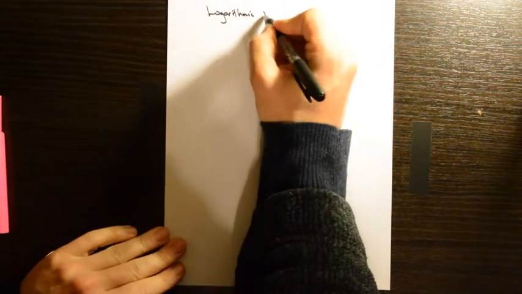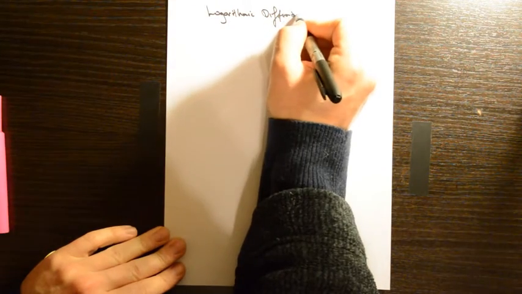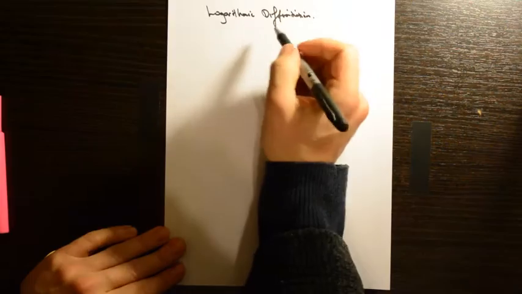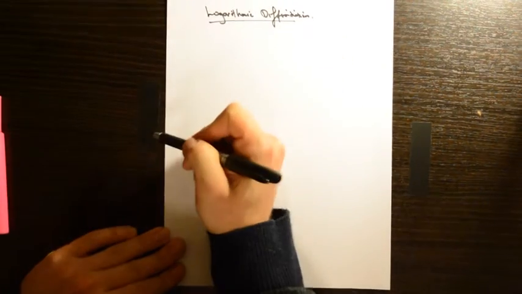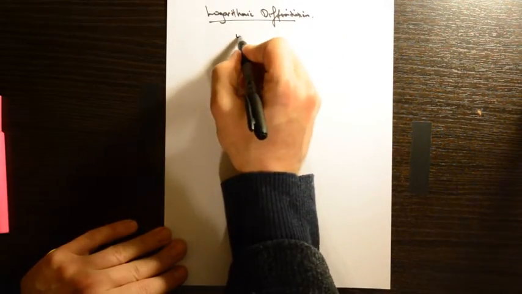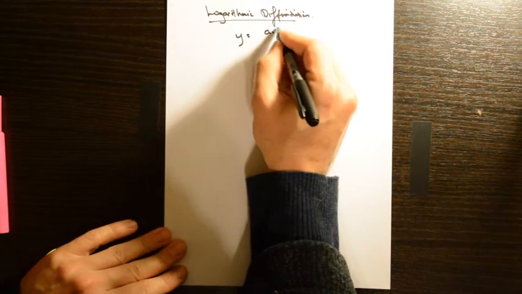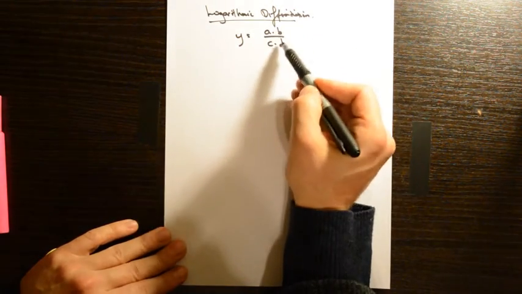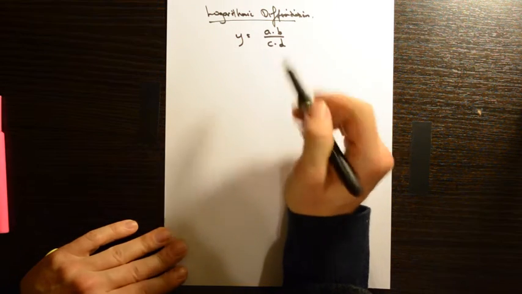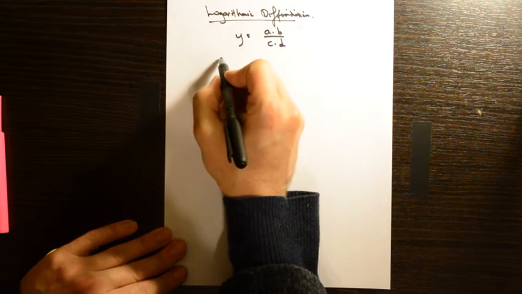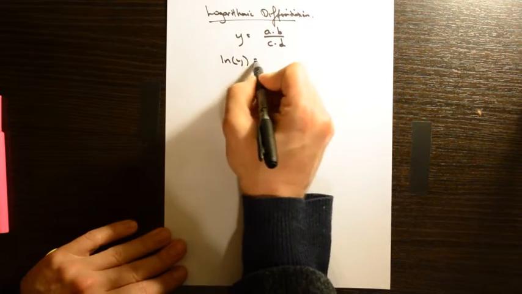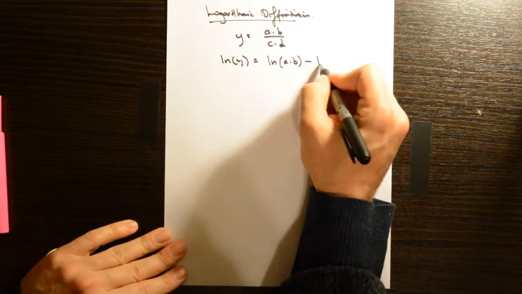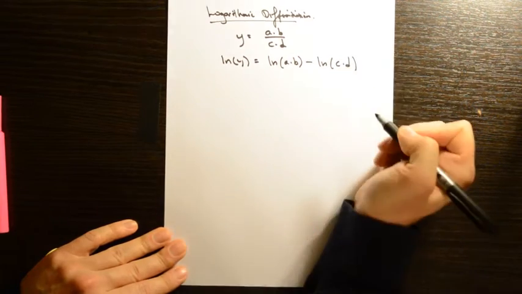Logarithmic differentiation is an advanced rule that allows us to solve some of the most complicated derivative problems. If y is equal to a times b divided by c times d, where a, b, c, and d are understood to be functions of x, then we can take the natural log on both sides, and from our log rules, we would have the natural log of a times b minus the natural log of c times d.